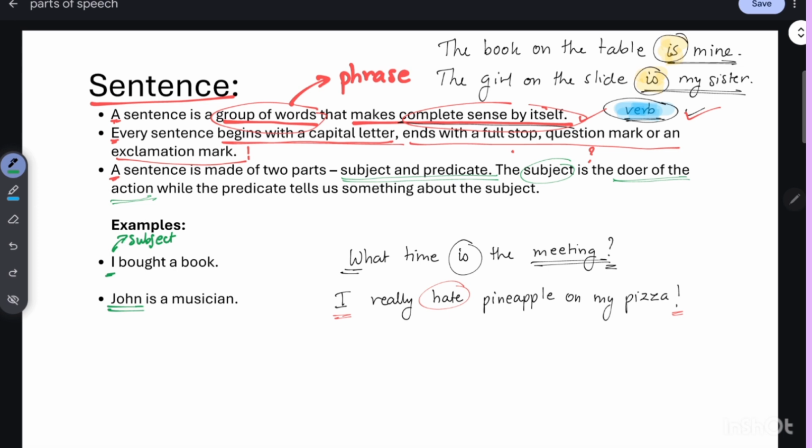John is a musician. Who are we talking about? Who is the principal character in the sentence? John. So, John is going to be the subject. Each sentence will have a subject and a predicate. Now, just focus on understanding what is the subject.